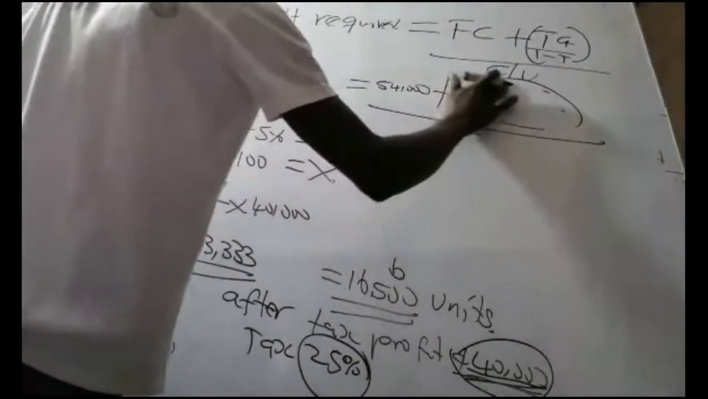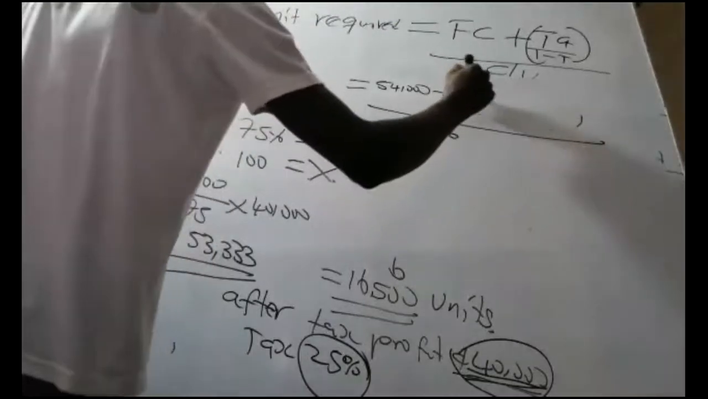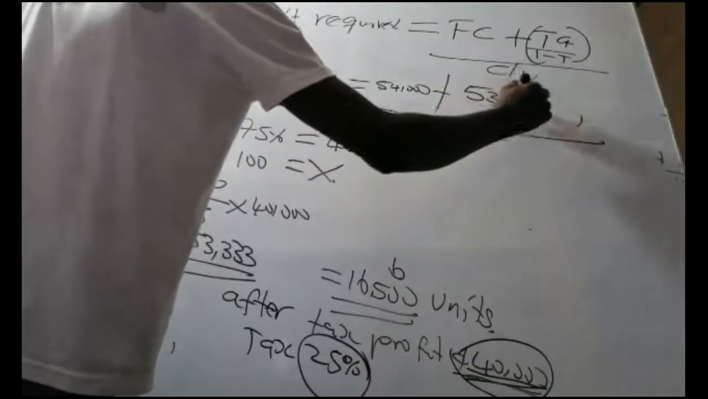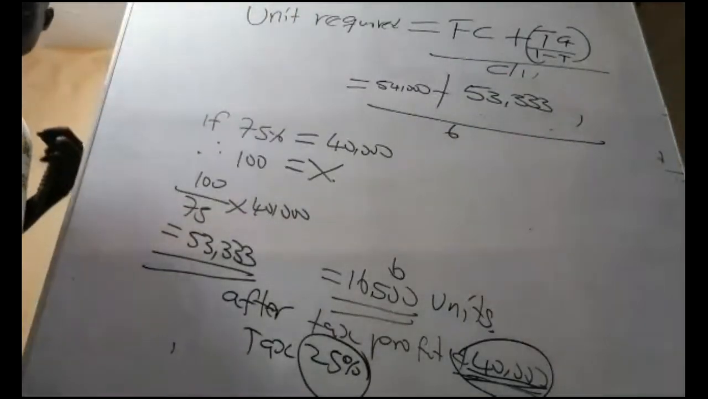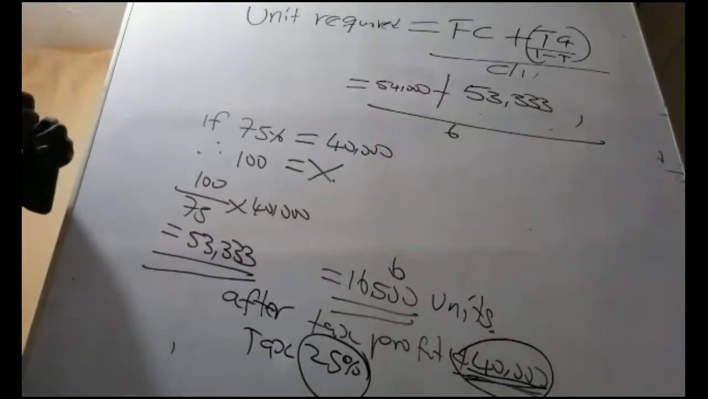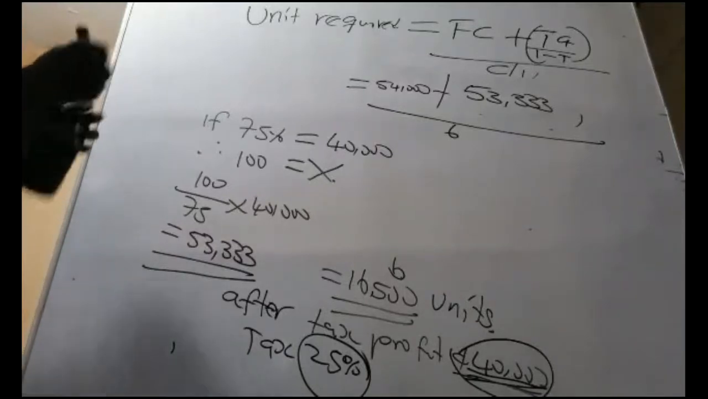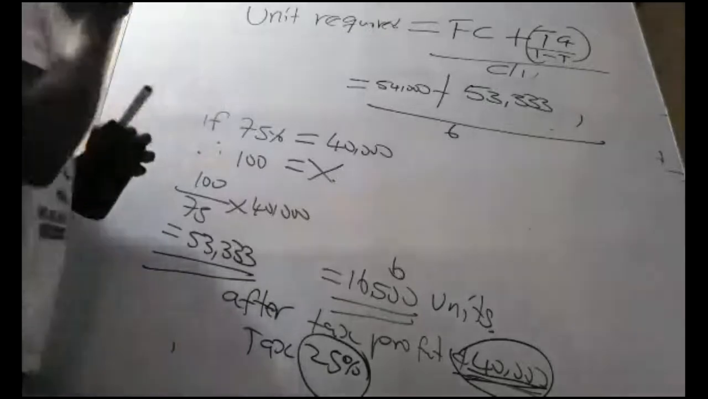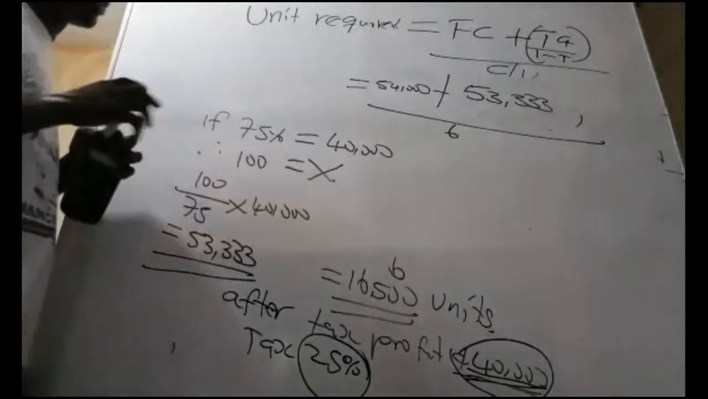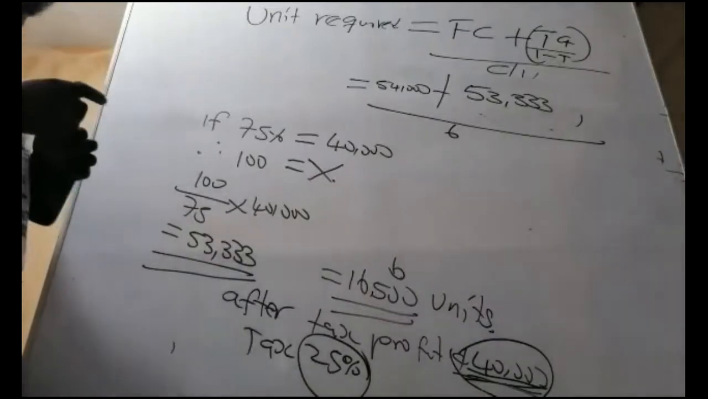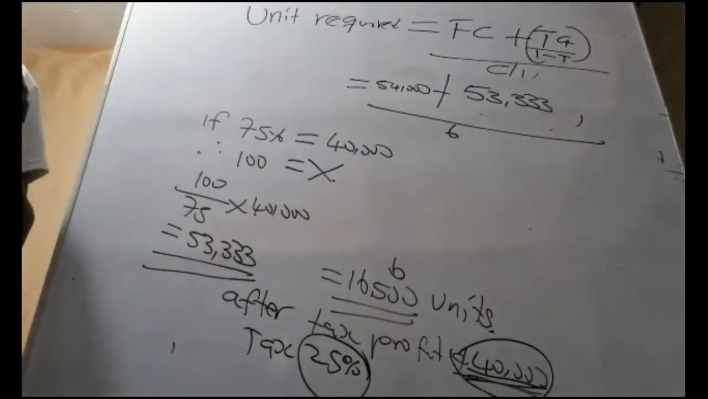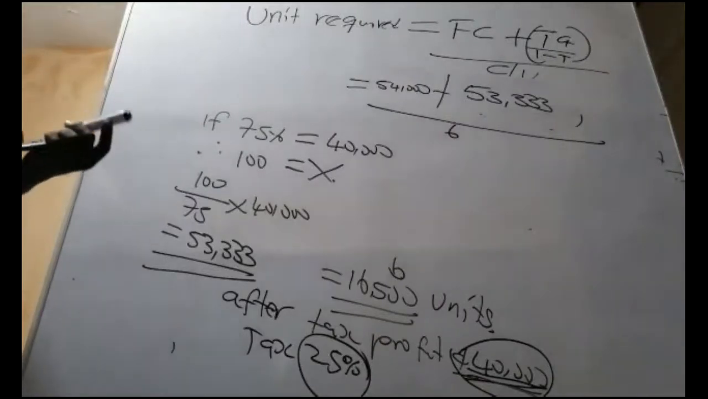Whatever be the case, it must be the profit before tax. Okay, let the tax rate be 40. I think we've sorted it out. Then what do you do? What's the unit required? So finally, 17,889 units. Good. So that is it.